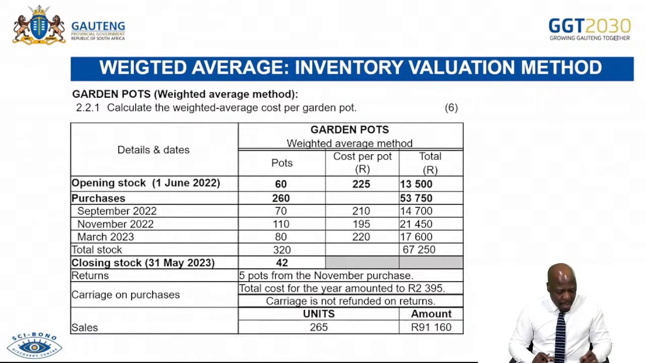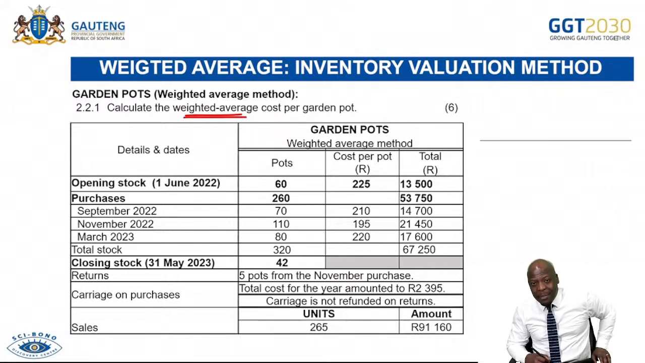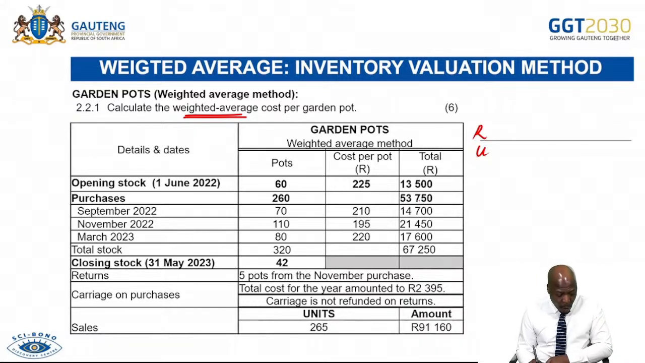Let's go. The first part of this question wants us to calculate the value of closing stock using the weighted average method. All right, are you ready? I know you guys are always ready. I'm just asking. Okay, can we go? Let's go then. What do I start with? Rands at the top and units at the bottom. Value at the top, units at the bottom.